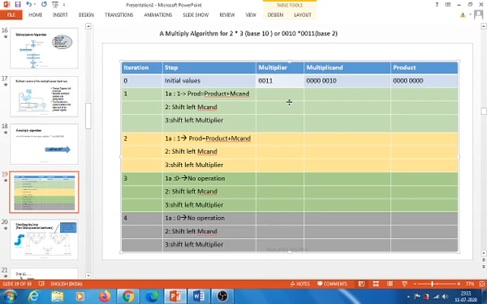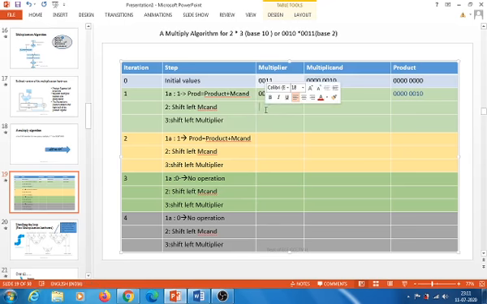So what is the multiplier register? It is 0011. Now I want to add this multiplicand with the product and keep this in the product register. So 0000, if I add these terms, then it becomes 0010. Now the multiplicand will be the same here in this step.